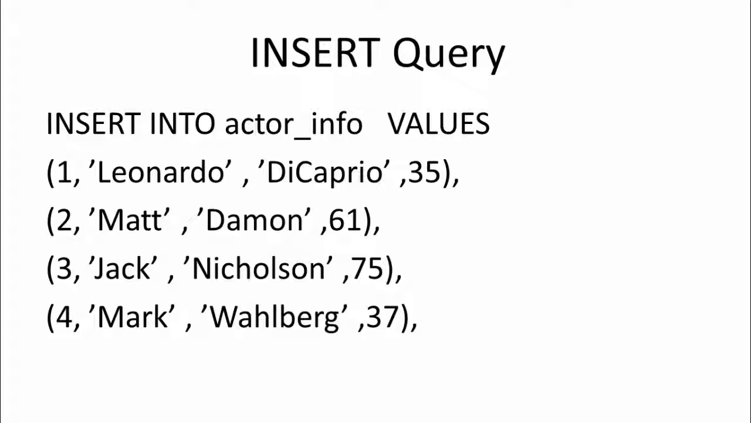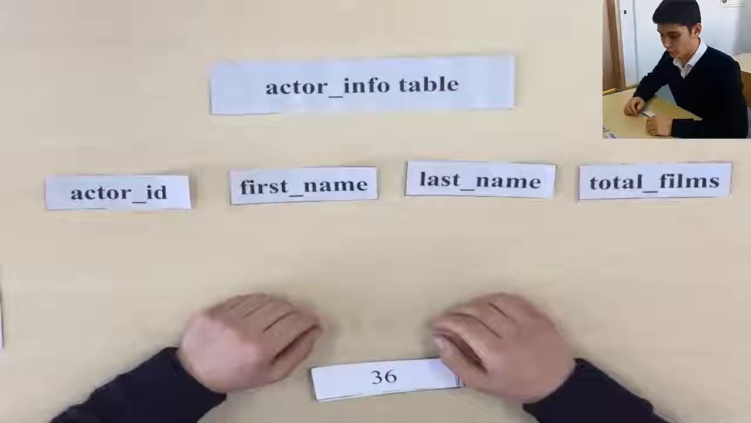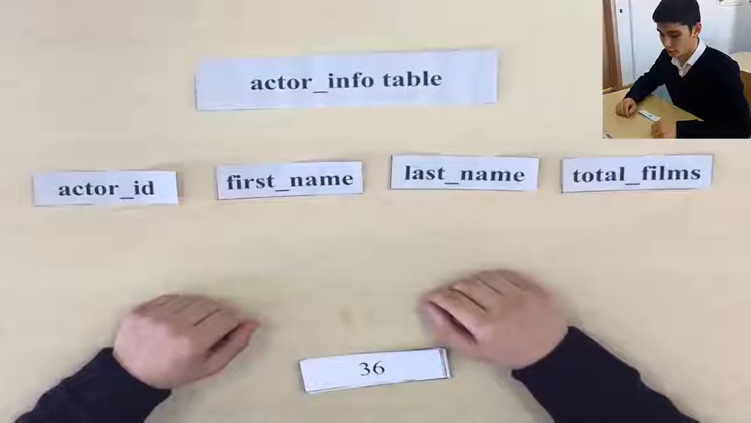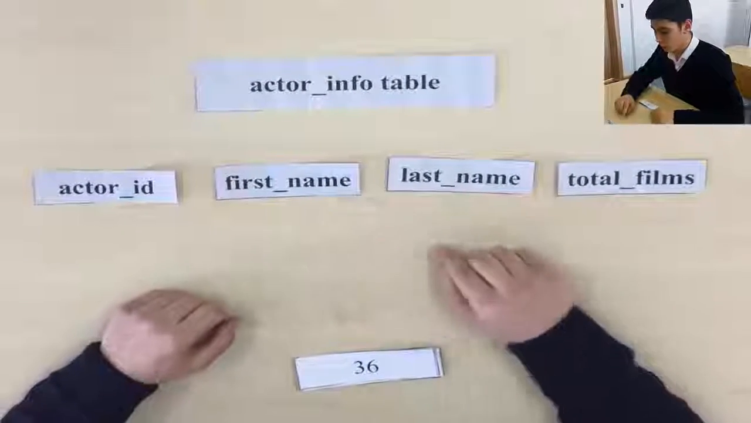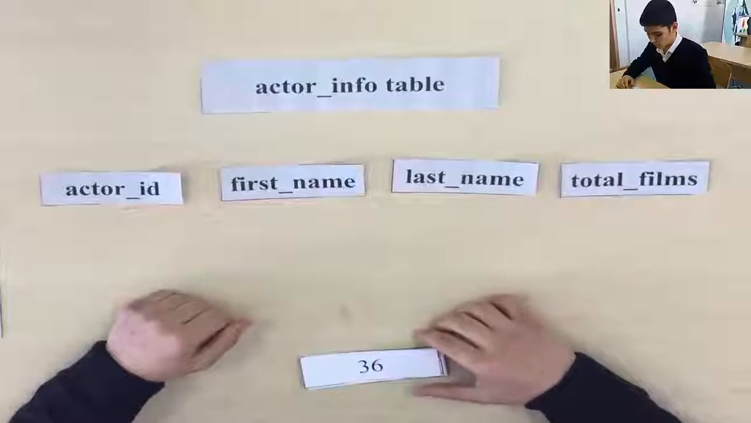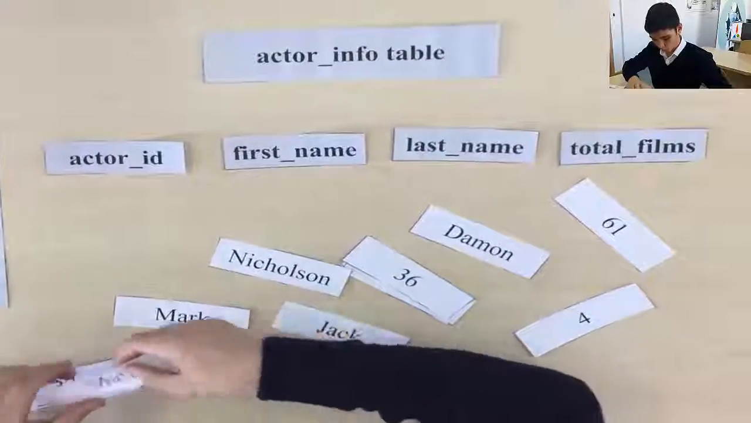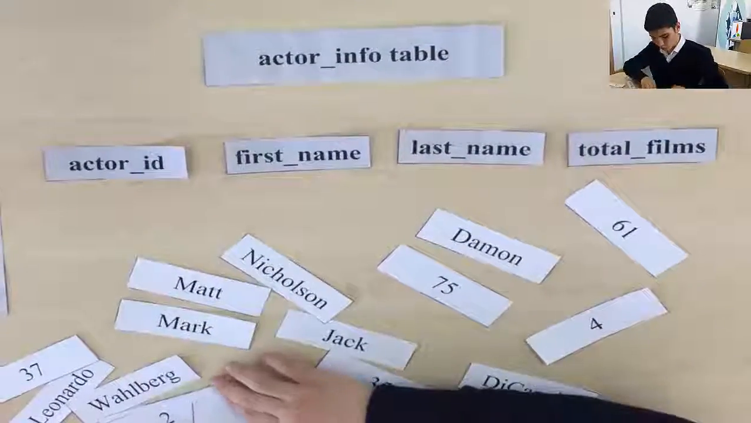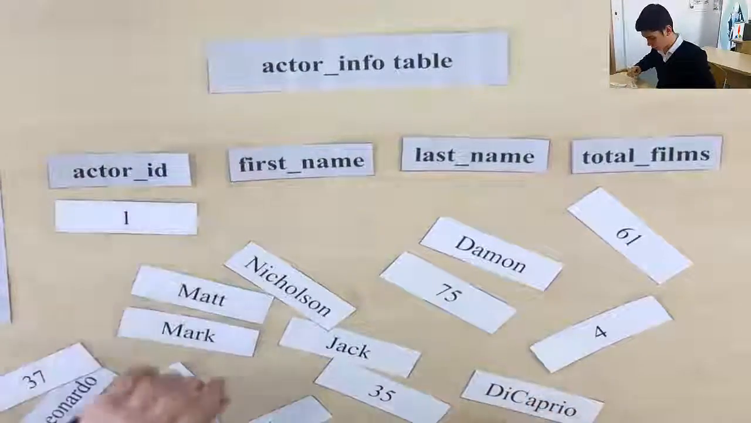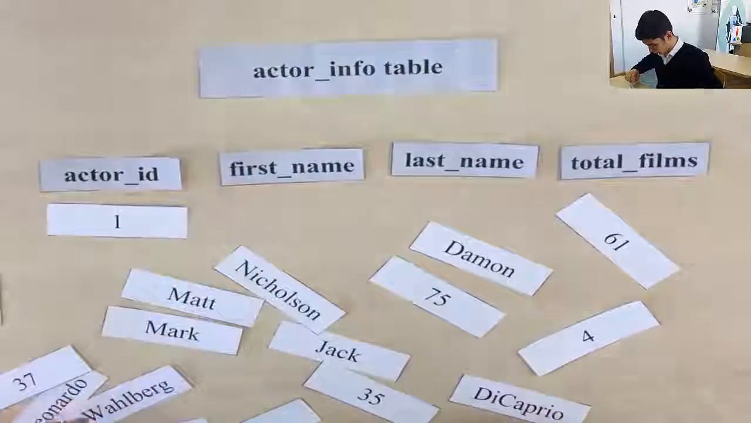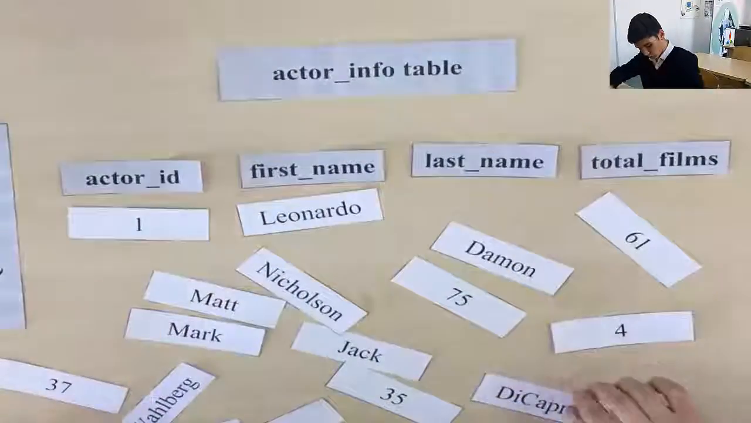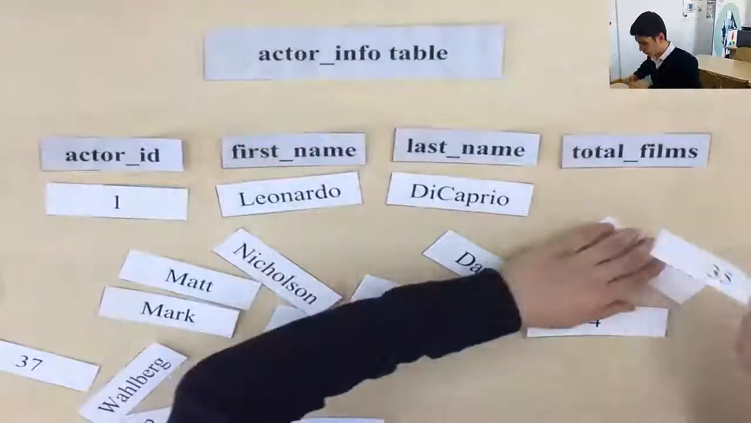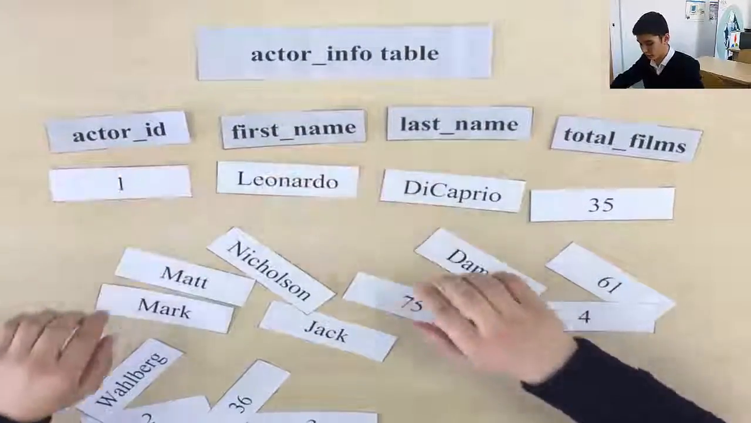And now you can see how our students coped with this task. We have one table called the actor info table, and in this table 4 fields: actor ID, first name, last name, and total films. The first query is insert into Leonardo DiCaprio. We have to insert all information about this actor. First name is Leonardo, last name is DiCaprio, and total films is 35. And we have to fill the whole table like that.